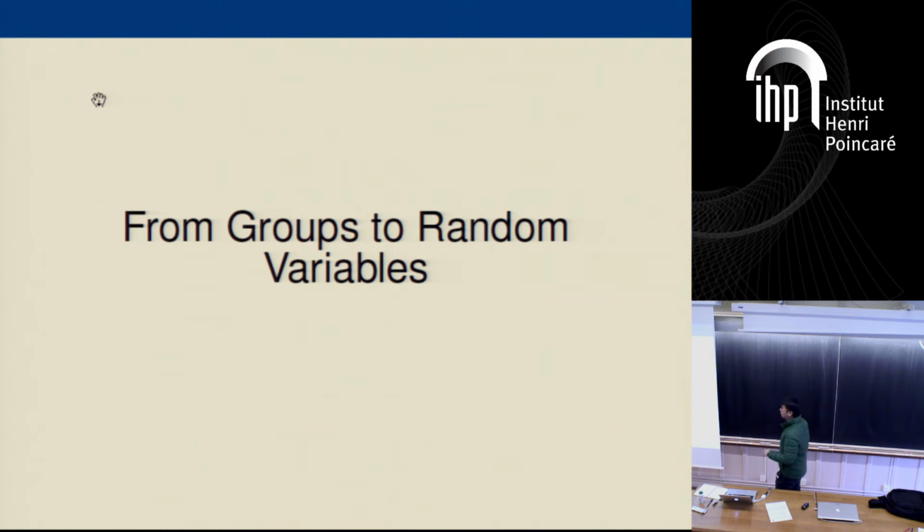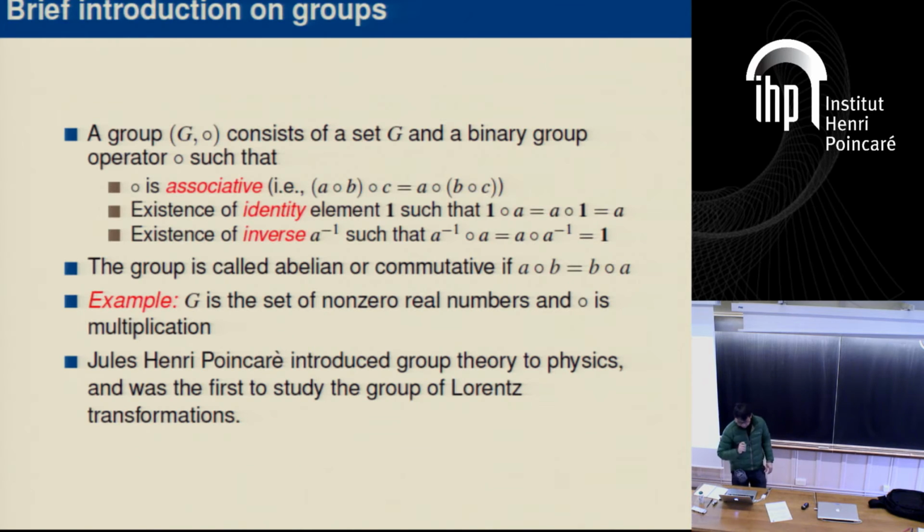The first one is the connection to group theory. The first part is about generating random variables from groups. So let's have a brief introduction of what groups are. A group consists of two parts. One is the set G, and the second one is the group operation.